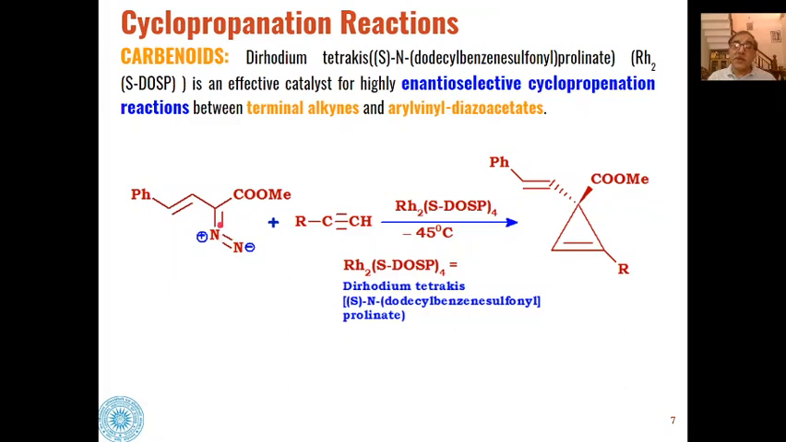So the carbon-rhodium complex as a carbenoid will be formed, and that carbenoid will add to the carbon-carbon triple bond in an enantioselective fashion to give us these types of cyclopropene derivatives as the product. And you can see that here we get only enantiomeric products, and the reaction is enantioselective in nature because the catalyst which we are using is a chiral catalyst.